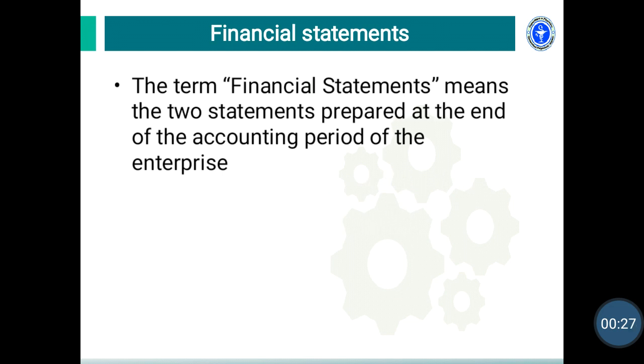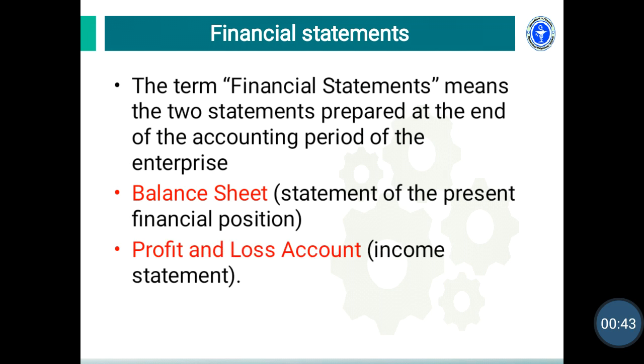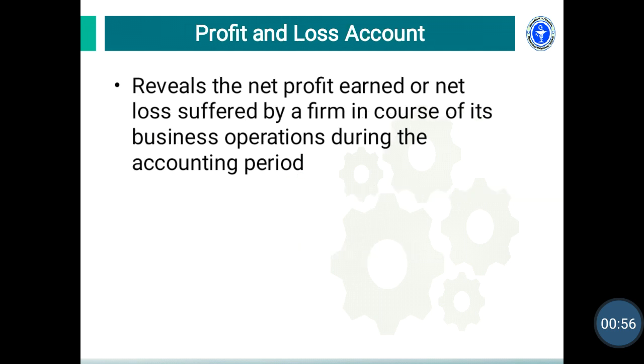Financial statement. The term financial statement means the two statements prepared at the end of accounting period of enterprises. These two statements are: first one is balance sheet, that is statement of present financial position, and the second is profit and loss account, that is income statement. In this session we discuss in detail about profit and loss account. So let us start with profit and loss account.